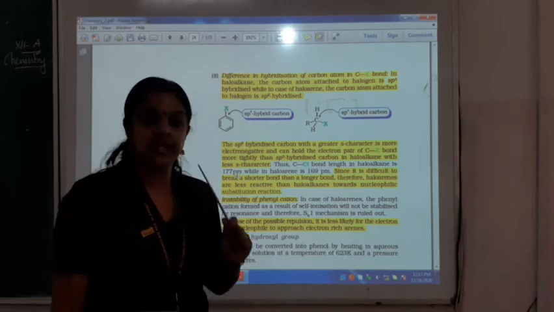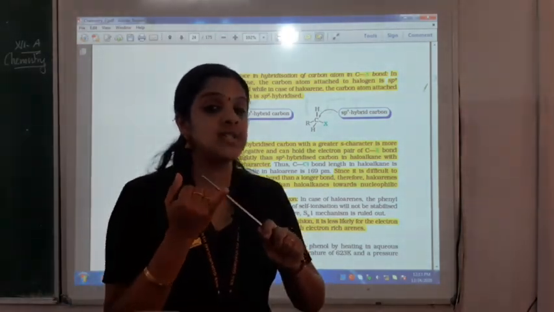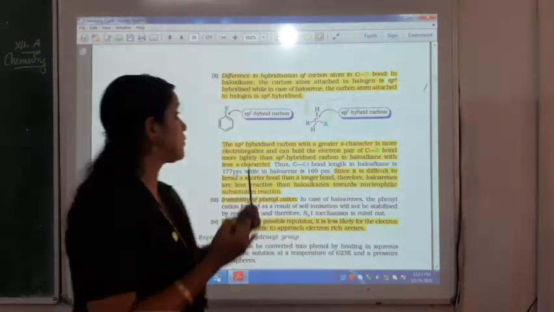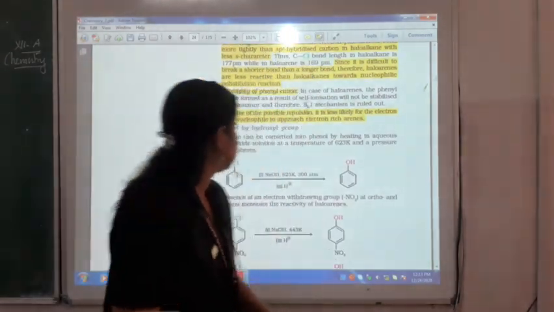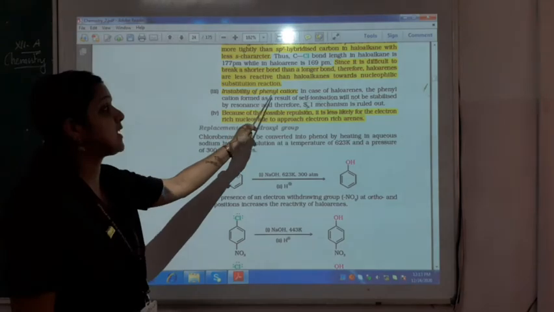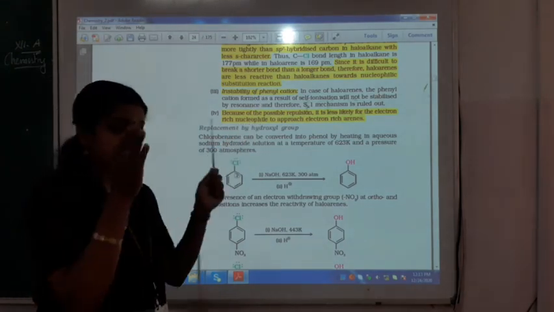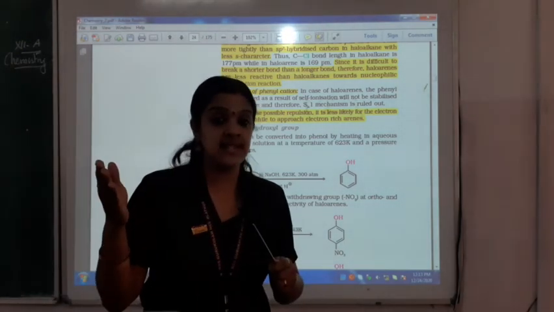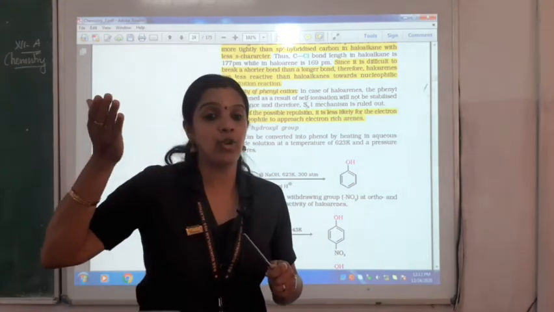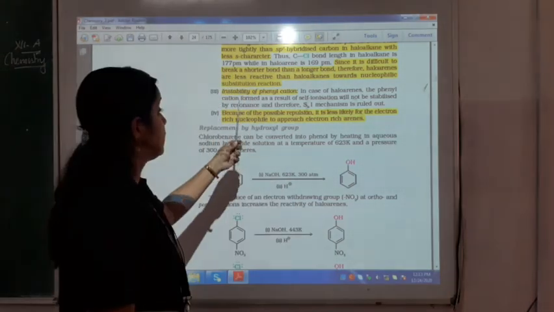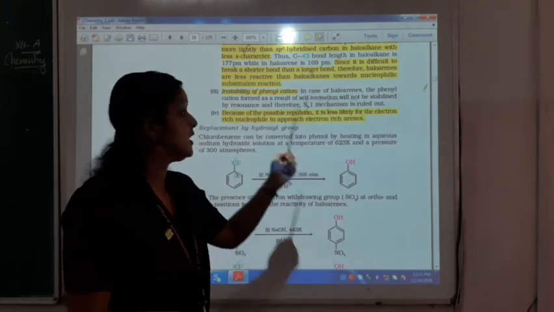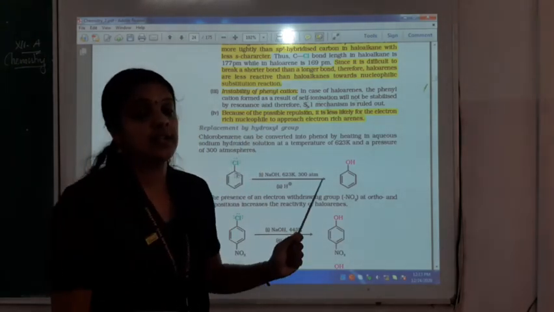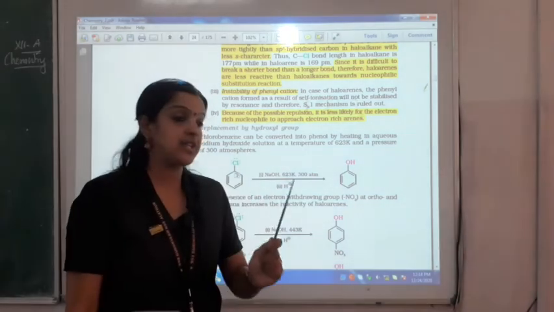the nucleophilic reaction. So the first one was the resonance effect, the second one was due to the type of hybridization of the carbon bond, and the third one is instability of the phenyl cation. C6H6 is benzene. When it loses a proton, it becomes a phenyl cation, which is not stable as compared to benzene. So because of that, it does not undergo nucleophilic substitution reaction.